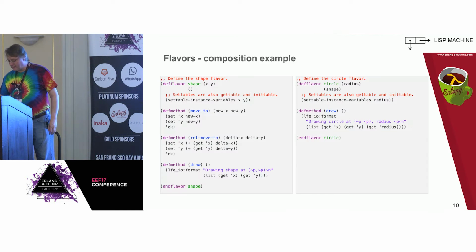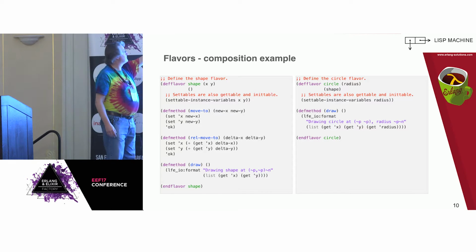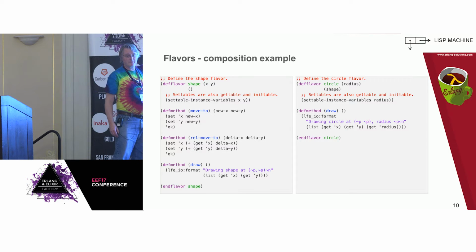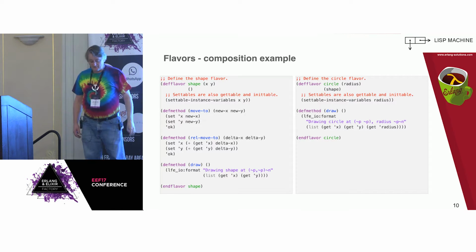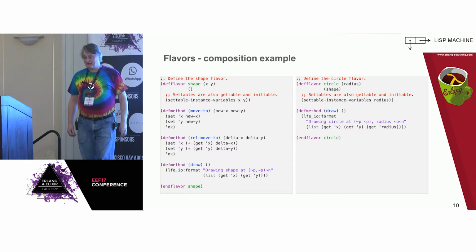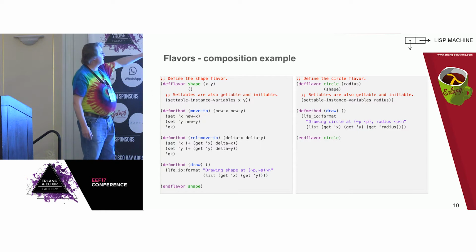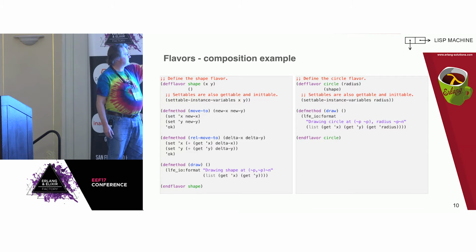So here is a simple example using composition. I'm defining two flavours here. I'm defining a flavour shape up here, which has two instance variables, x and y. I've said that x and y are settable. That means they automatically define methods for setting and accessing these instance variables: a set x and a set y, and x and y methods. I define a method here, move_to, which takes a new x and a new y, and I set the x and y values for this instance to new x and new y, and just return OK. So I have a set form here for setting values of instance variables.